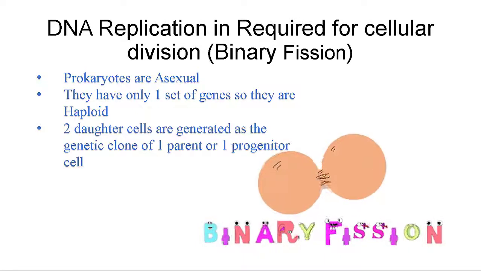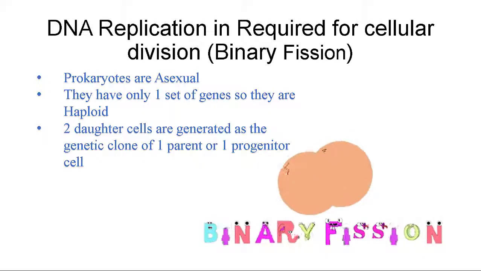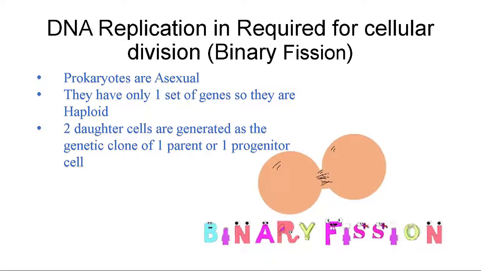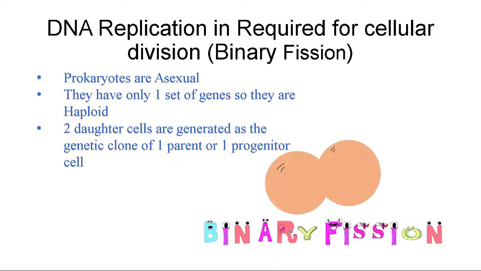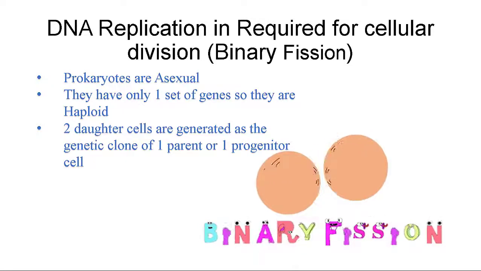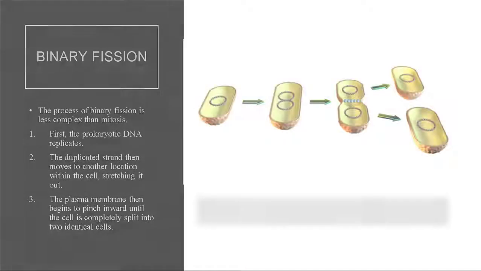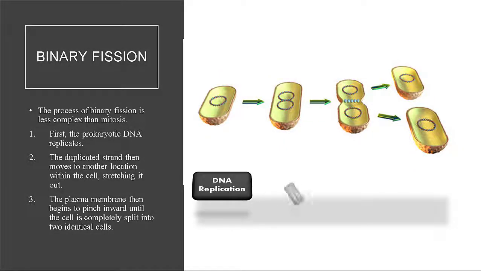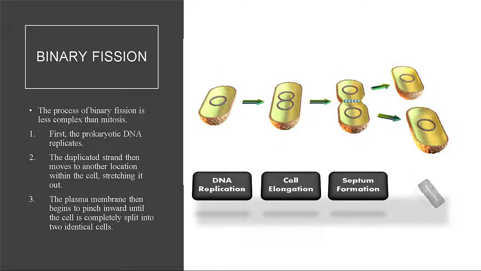Remember that prokaryotic organisms are asexual. This means that they have only one set of genes, so we call them haploid. Two daughter cells are generated as the genetic clones of one parent or one progenitor cell in binary fission. The process of binary fission is less complex than mitosis.